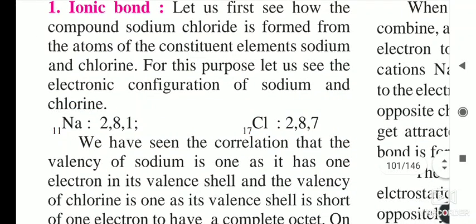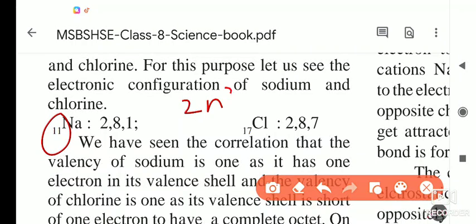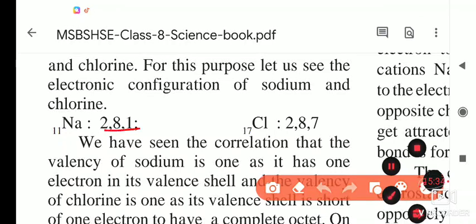As you know, the atomic number of sodium is 11. So in the first orbit, according to the 2n square rule, with n as 1, 1 square is 1, and 2 ones are 2, so 2 electrons will go in the first orbit. For the second orbit, n is 2, 2 square is 4, and 4 twos are 8. And then in the third orbit, 1 electron will enter. And the atomic number of chlorine is 17.